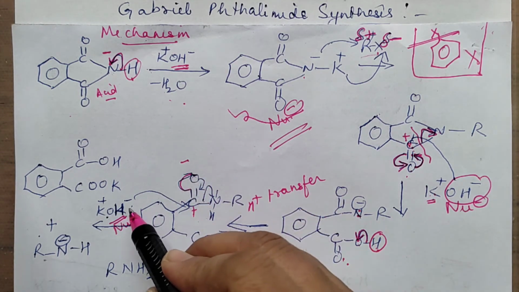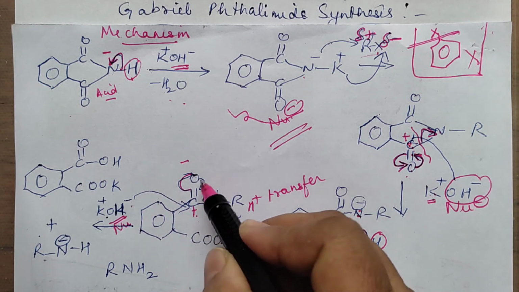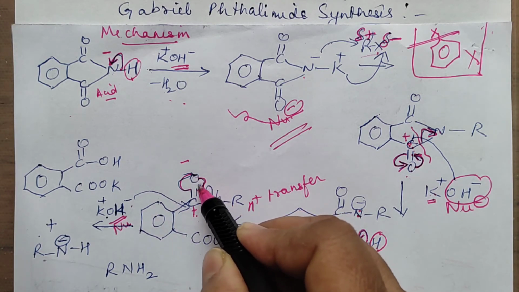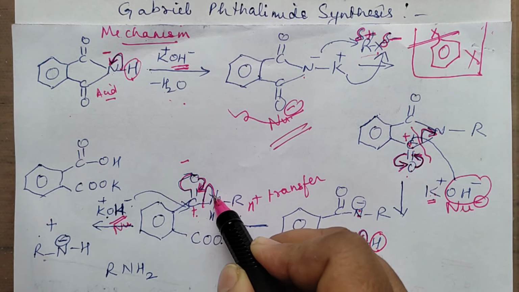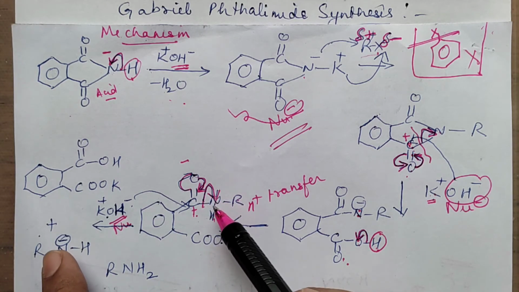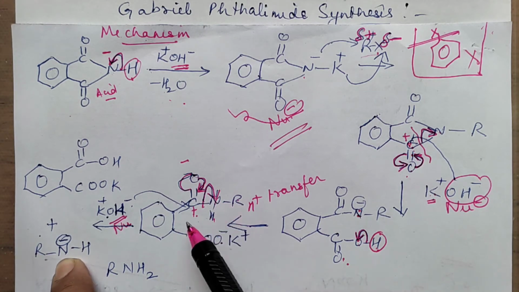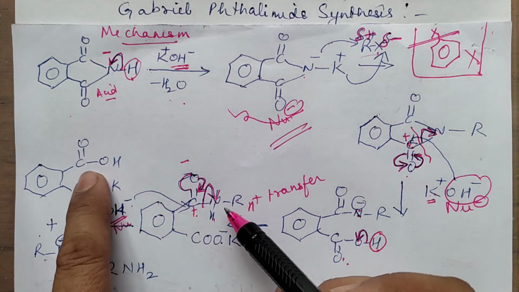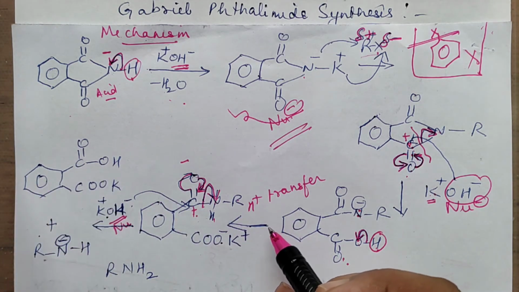When this becomes positive, OH will attack here. And due to back bonding, this again comes back, and again the bond between carbon and nitrogen will break. So when the carbon nitrogen bond breaks here, what you will get? RNH, and because this has gone here, it becomes minus. And this OH I have attacked here, so this was the species which you are getting.